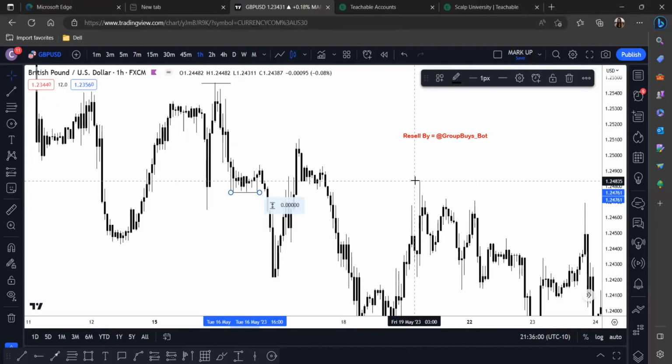Any huge wicks will get filled. So I definitely look out for a lot of wick fills on the higher time frame. That's a great indication of whether price will continue in that direction for a bias.